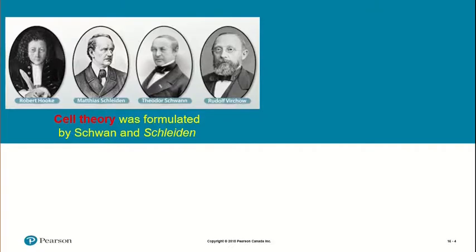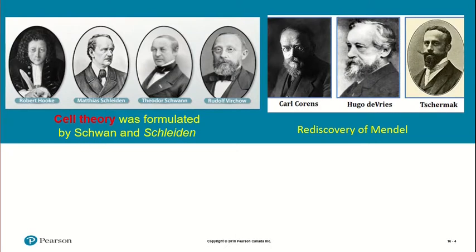In the last class, we talked about how the continual improvement made to microscopes over time led to the discovery of cells in the 17th century, and almost 2 centuries later, the cell theory was formulated by Schwann and Schleiden. We also talked about the importance of the discovery of Mendel, that several scientists independently found similar results to those found by Mendel, and in particular, we focused on those found by Hugo de Vries.